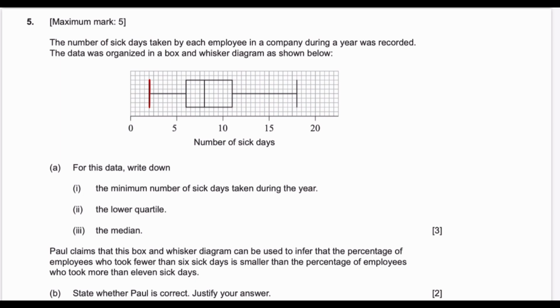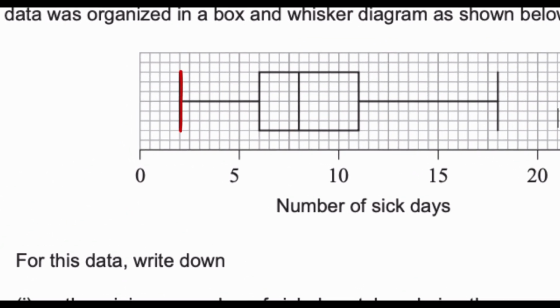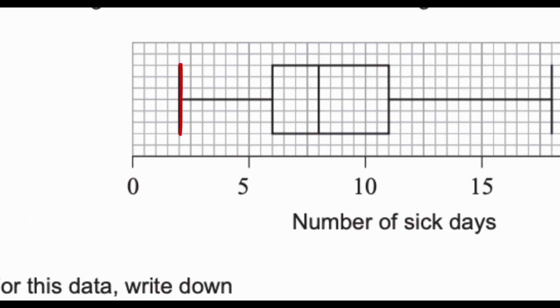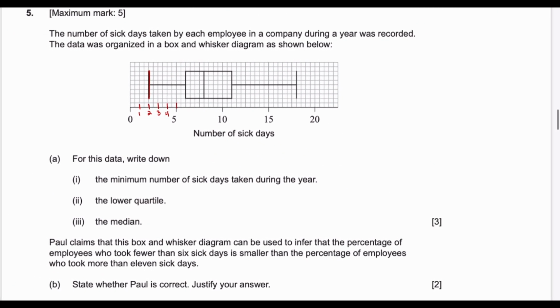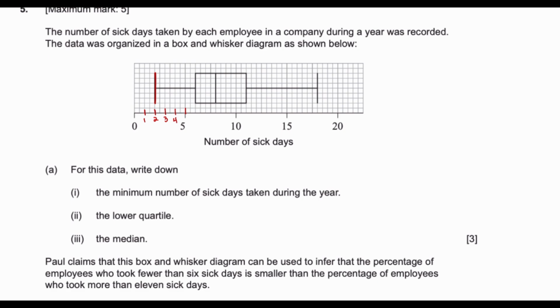You can tell by looking, the minimum is right here. Now, be careful with the scale, okay? Because if something is going to mess you up, it's the scale. Notice how many little spaces, and I'm going to zoom in so that you can see it better. How many spaces from 0 to 5? We have 1, 2, 3, 4, 5, 6, 7, 8, 9, and 10. That means that we're going by every 2, okay? So this is 1, 2, 3, 4, and 5. So right now, the minimum is going to be 2 sick days. And all you have to do is write down the number 2.